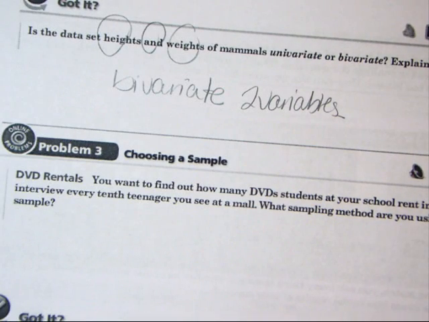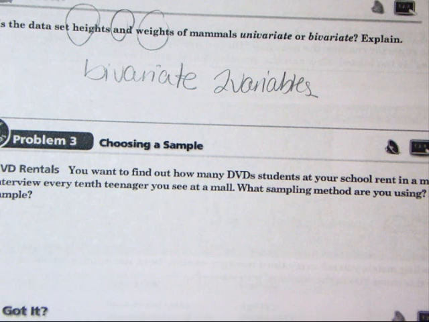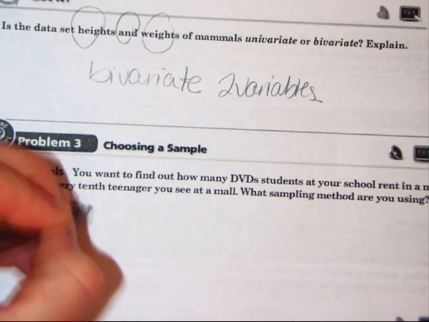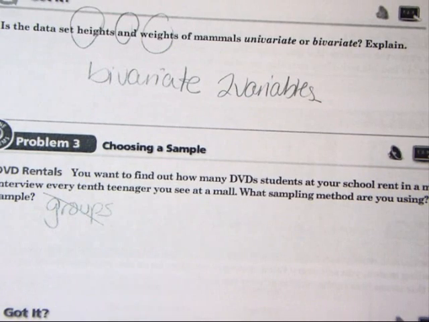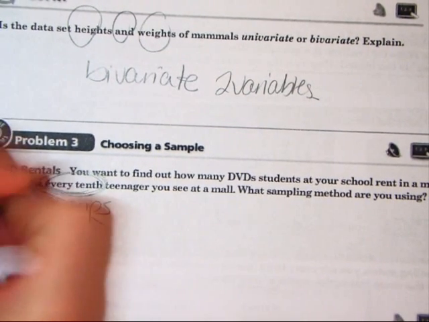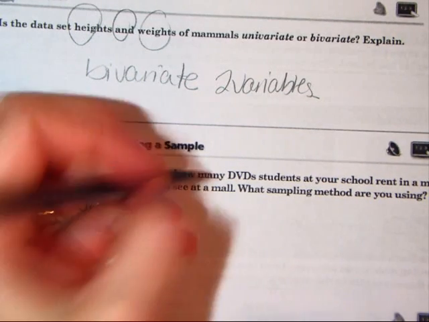Okay, problem 3, choosing a sample. You want to find out how many DVDs students at your school rent in a month. You interview every 10th teenager you see at the mall. What sampling method are you using? Well, let's think. Are we breaking it into groups at all? Do we care about their age, boys, girls? We don't have any groups, so that's not important. But we do see that it's going to be every 10th member, right? Or every 10th teenager that you see. That is called systematic.